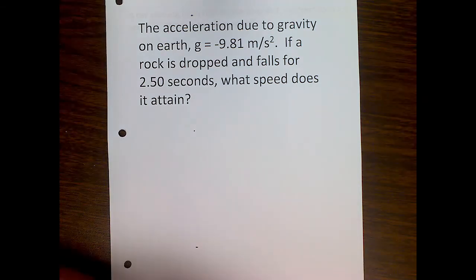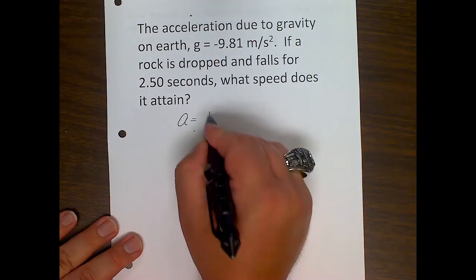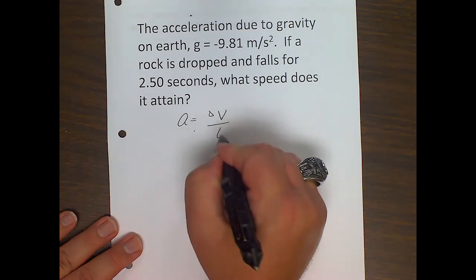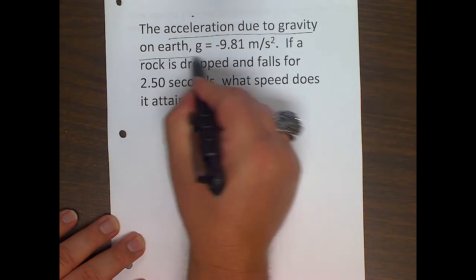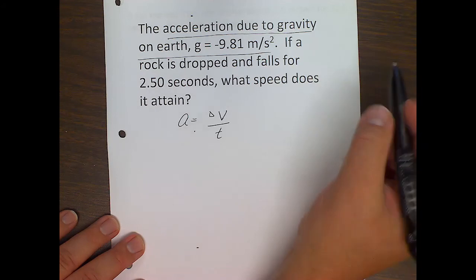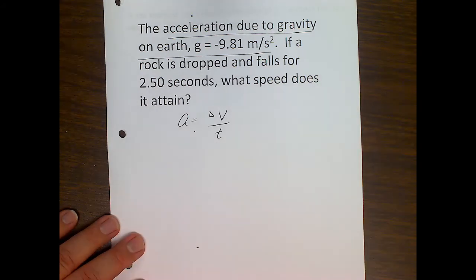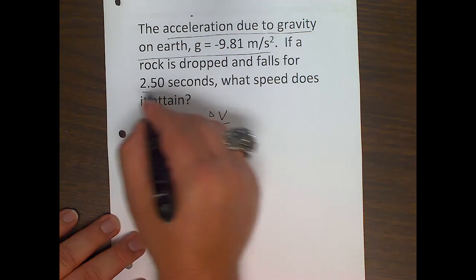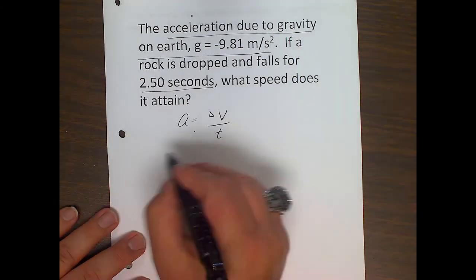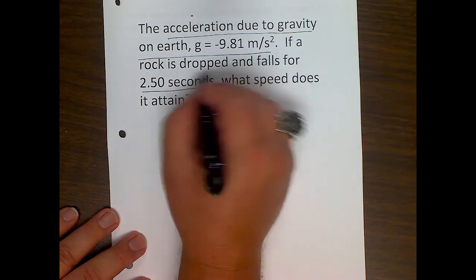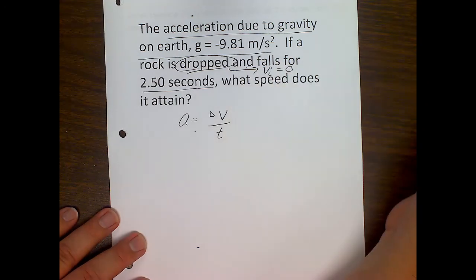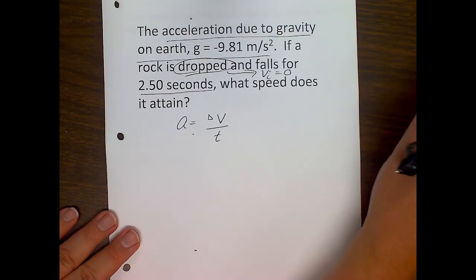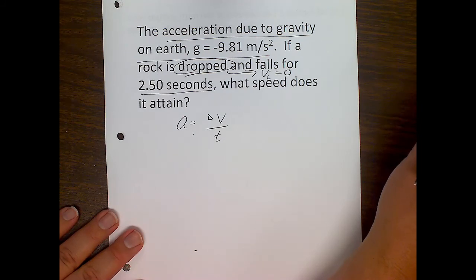So, since we said acceleration is a change in speed or change in velocity per time, and the acceleration due to gravity on or near the Earth's surface is a negative 9.81 meters per second squared, if a rock is dropped and falls for 2.50 seconds, what speed does it attain? Okay, if it's dropped, that means your initial speed is 0. I have had students who have gotten mad at me before because a problem will say something was dropped, and I wouldn't tell them in the middle of a test what the initial speed was.